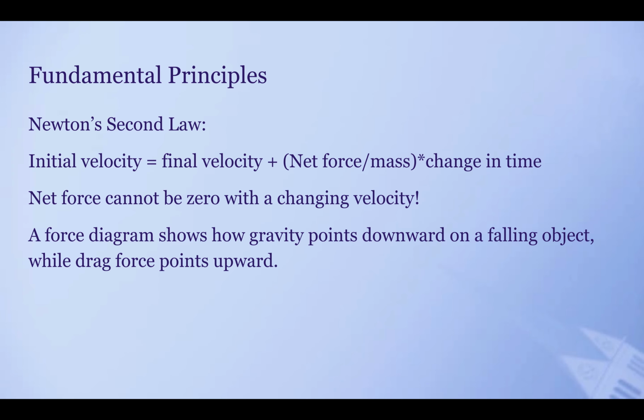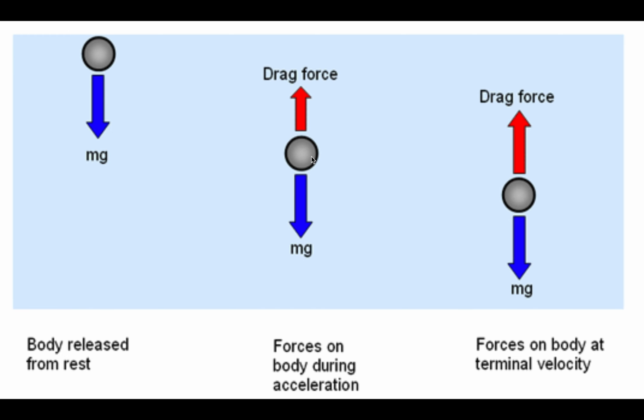So our fundamental principles include Newton's second law, which is initial velocity is equal to final velocity plus the net force divided by the mass times the change in time. So net force cannot be zero with a changing velocity. Our initial velocity is zero as it falls, but it heightens all the way up to a much larger final velocity, which means there must be forces acting. One of those forces is gravity, which is just mg. Another one of those forces is drag, which is that air resistance as it's falling.